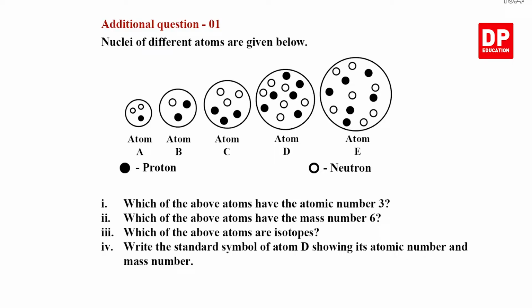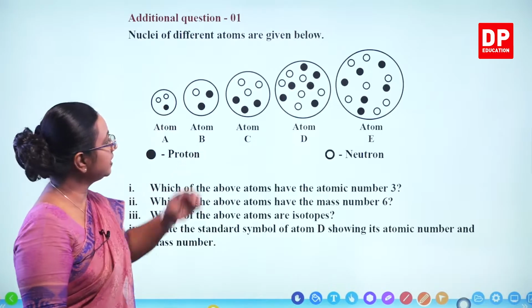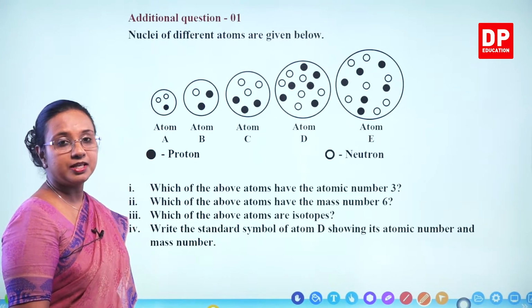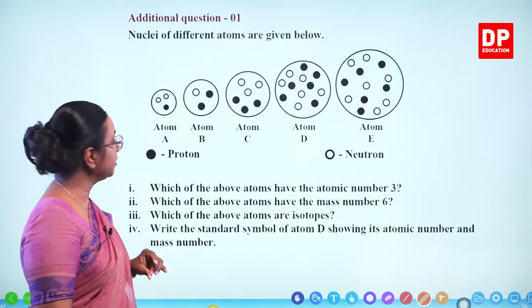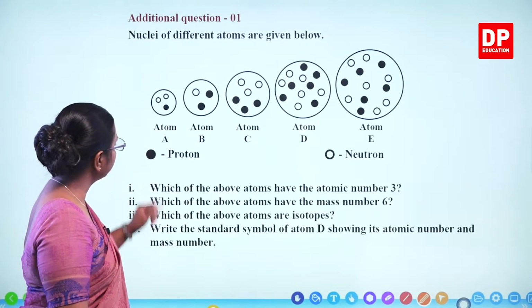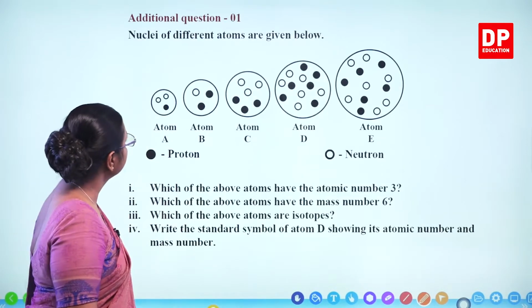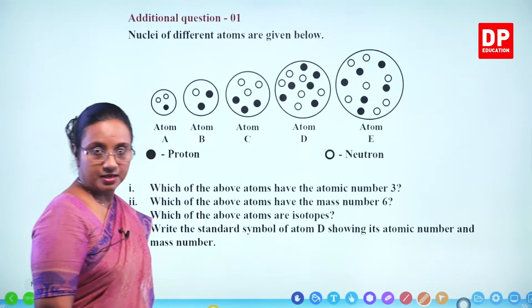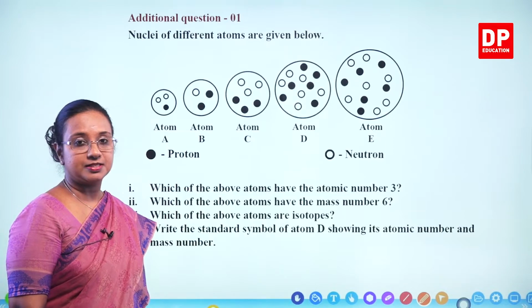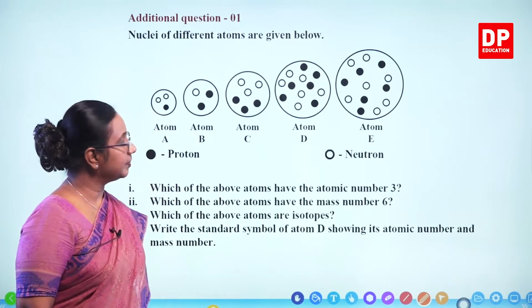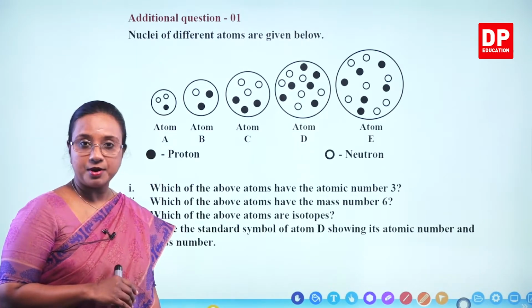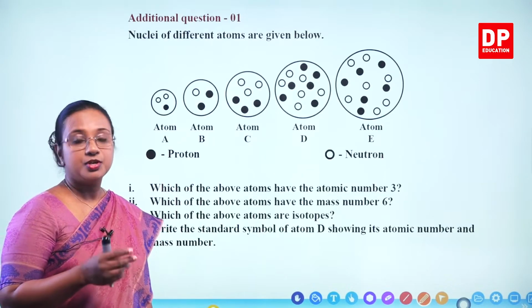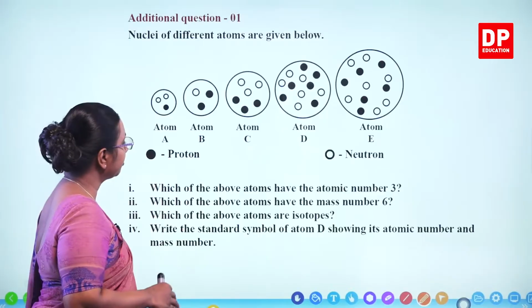The first question, nuclei of different atoms are given below. So here you can see there are different atoms, their nuclei are shown. In the nucleus of an atom, you can see there are protons. The protons are denoted by shaded circles and the neutrons are denoted by normal empty circles. So from this diagram, you can see there are different types of nuclei with different numbers of protons and neutrons. So based on that, we will answer these questions.